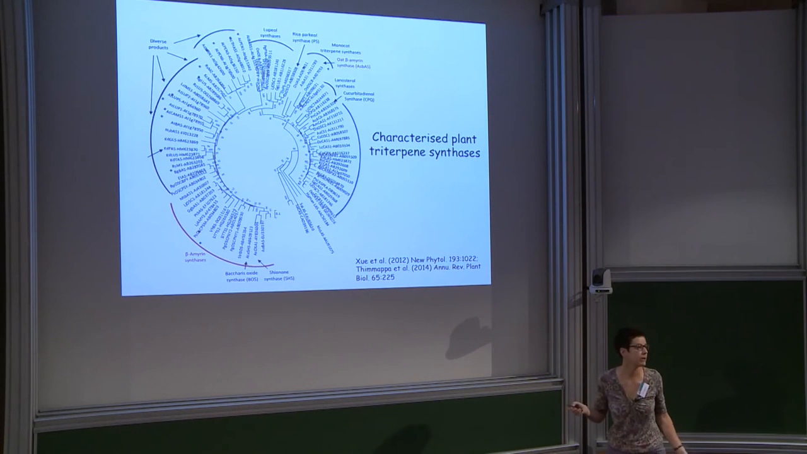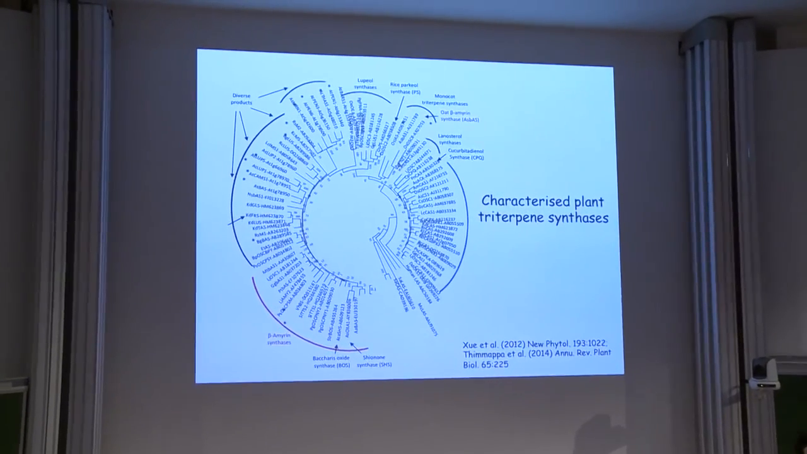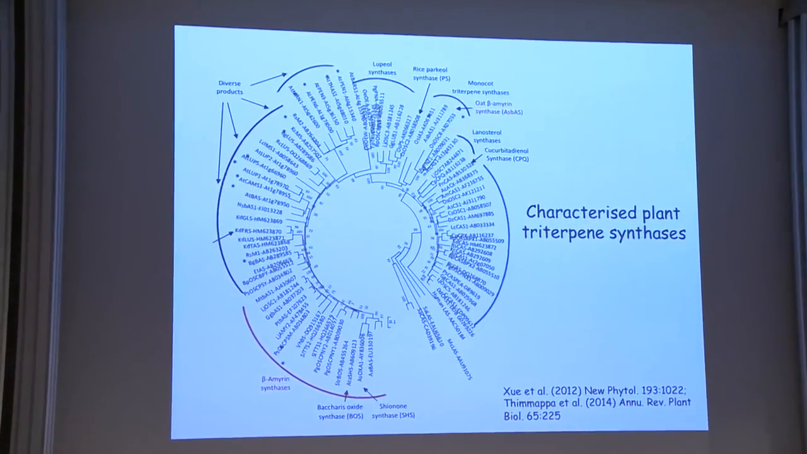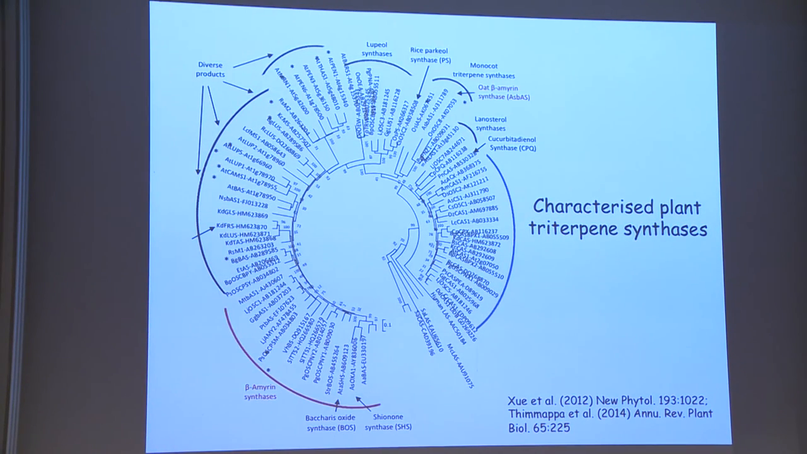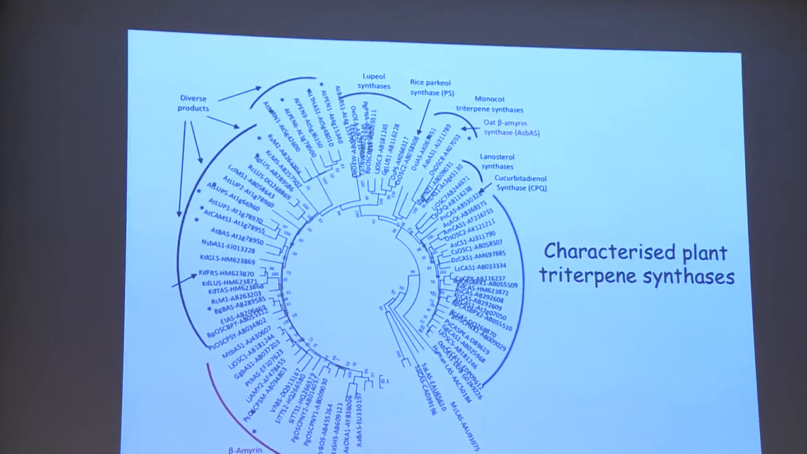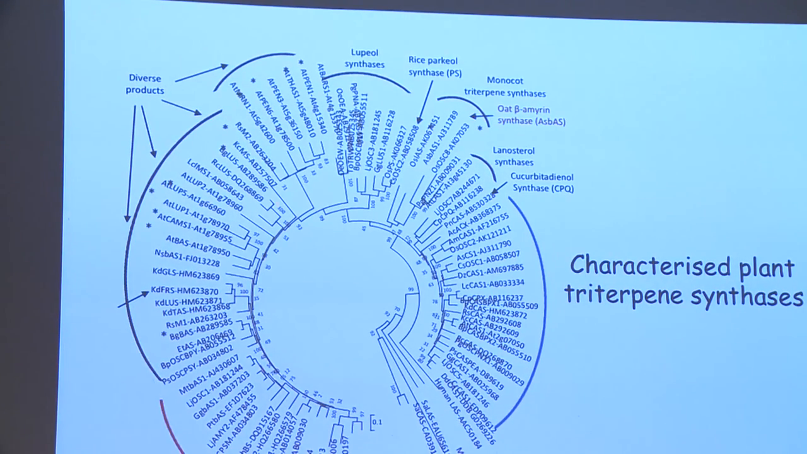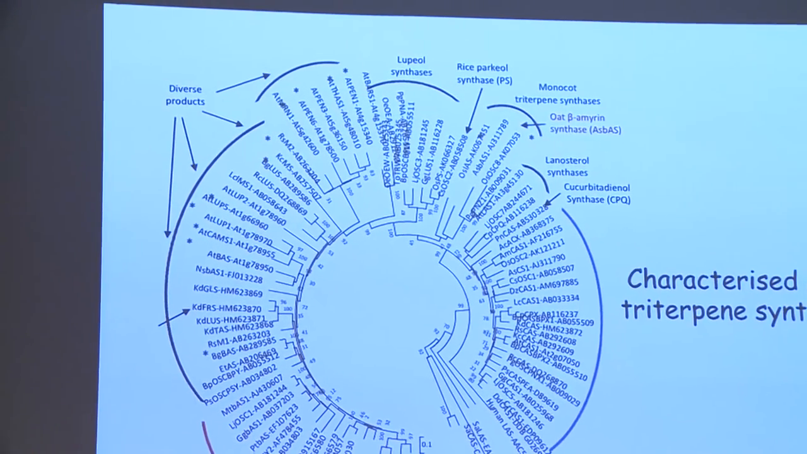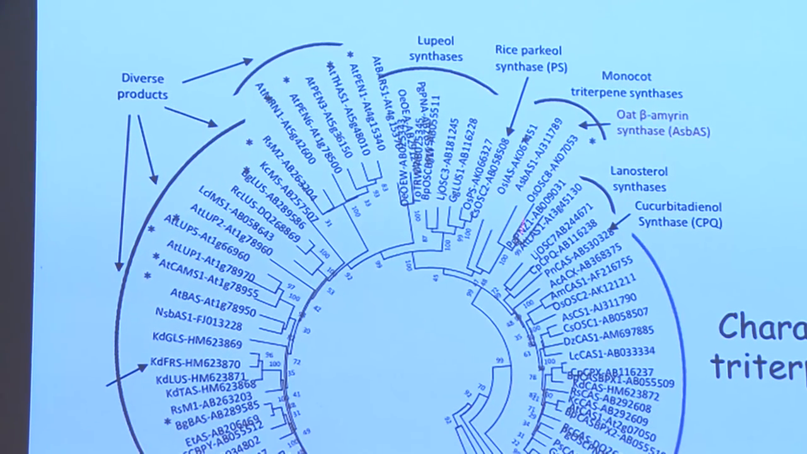Coming back to the triterpenes, I mentioned that 2,3-oxidosqualene could be cyclized. It can be converted into all of these different cyclization products by enzymes known as 2,3-oxidosqualene cyclases. And I showed you examples of all of these diverse scaffolds. And we now know, many years on, a lot more about the enzymes that make these scaffolds. We still haven't characterized very many of them, but these are some examples. The oat one is up here.